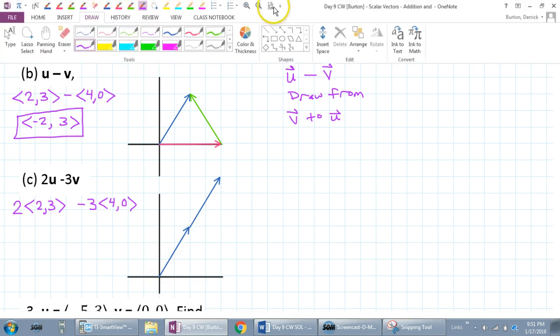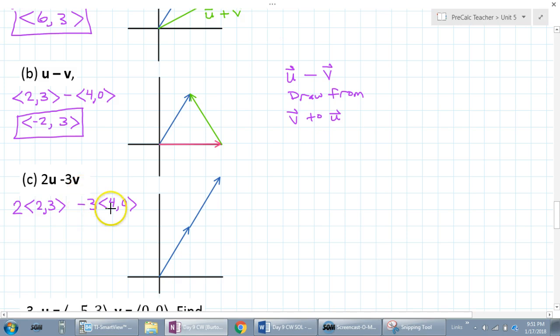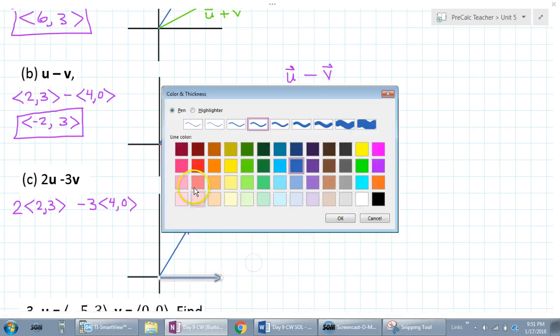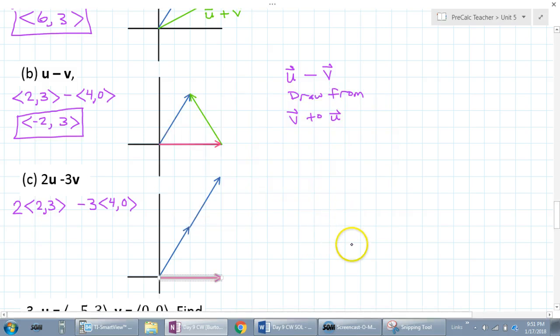So, vector v is 4 comma 0. So that means to the right 4 and up nothing. Okay, I'm going to make this pink. Alright, so this is vector v. But we want 3v. So what I need to do is, I'm going to select this again. Hold on. I shouldn't let it go in the first place. Control C. I copied it into memory.